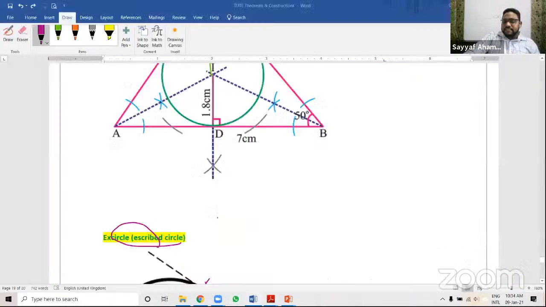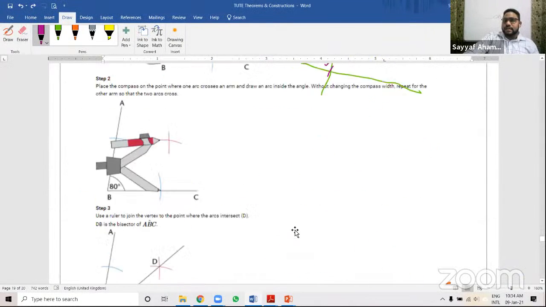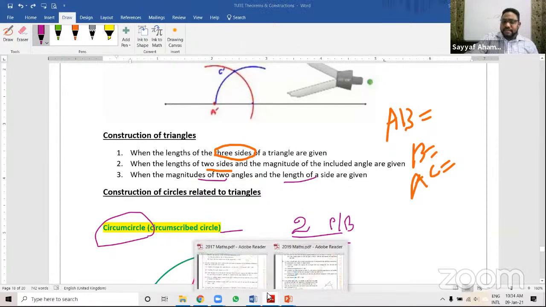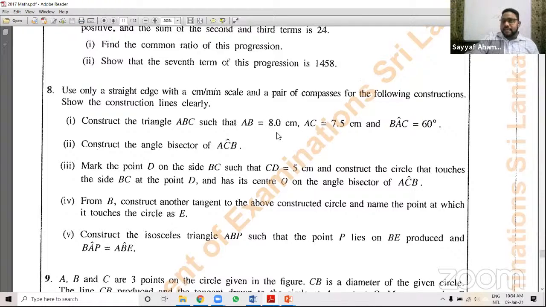Guys, out of the methods that we have discussed, this triangle can be tested in 3 methods, right? As I told you, the first method is when 3 sides are given. The second method is 2 sides and 1 angle, and the third is 2 angles and 1 side. If you look at the 2017 paper, two sides, 8 centimeter and 7.5 centimeter, are given and one angle is given to you. So how to start? Start with the angle, right? And then you can go on. I can roughly draw it on the whiteboard and show you guys, but you have to do accurate working at home, right?